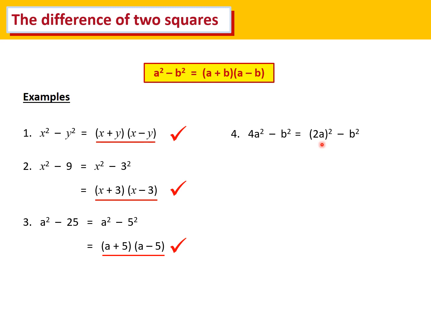But now the right hand side is written as something squared, i.e. 2a squared, subtract something else squared. So it is in the form of the difference of two squares. So write it as 2a plus b, 2a minus b.